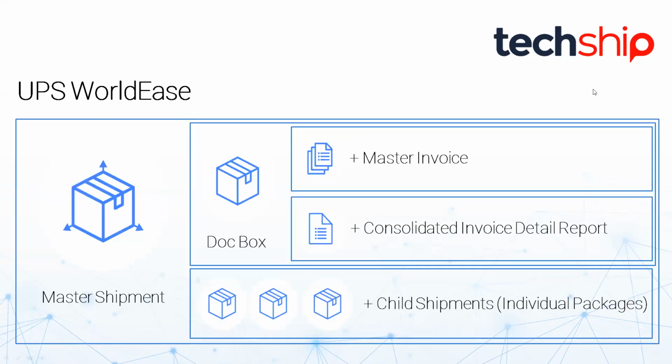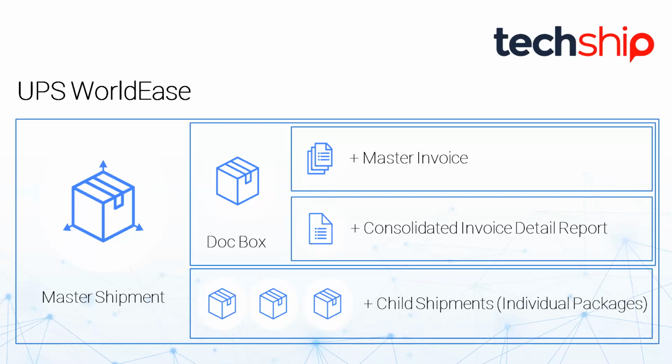Now, how this works, if you haven't seen it yet, is that when you process a UPS WorldEase shipment, these are handled as a master shipment. And the master shipment has two key parts. One of them is what's called, well, the shipments as such, which are called child shipments. For example, if I would have that master shipment, which has 40 shipments within, each one of these 40 shipments within is going to be a child shipment. The individual packages being part of the master shipment.